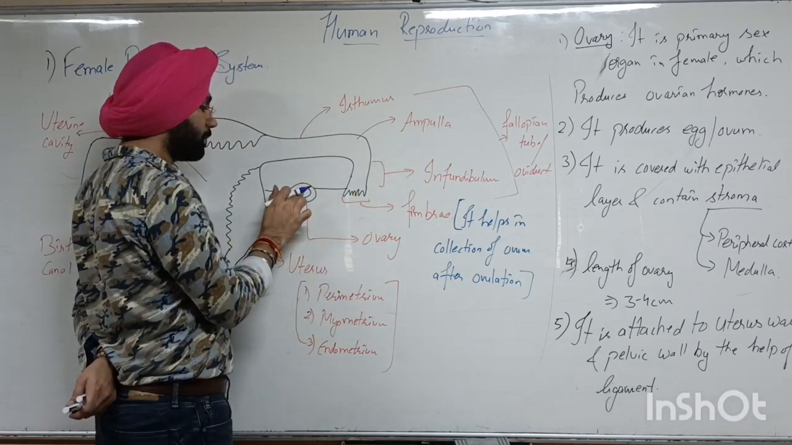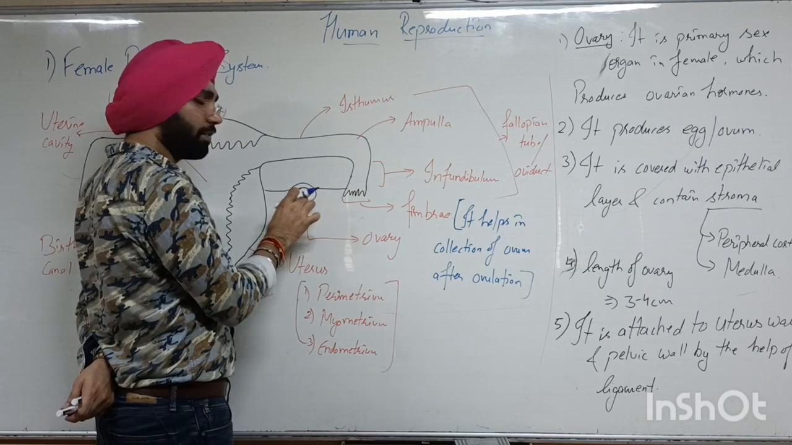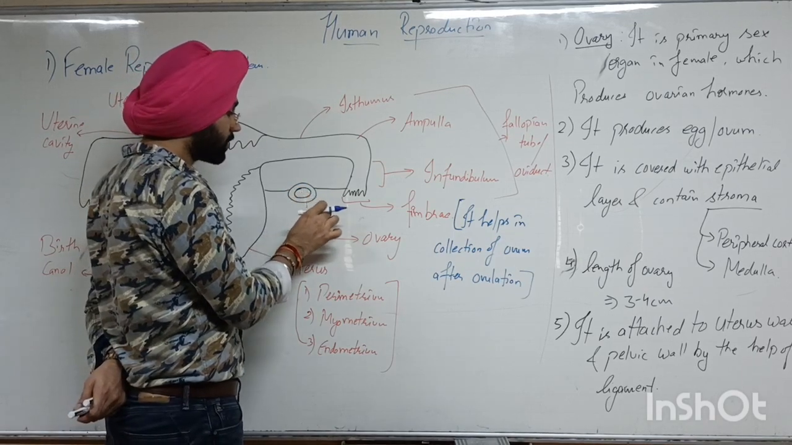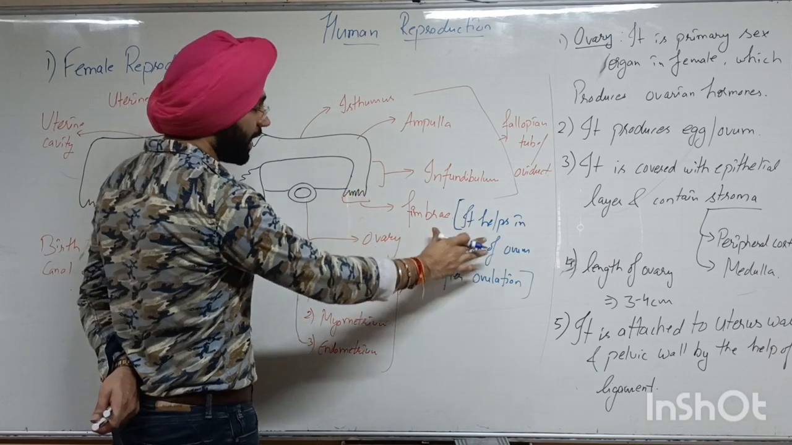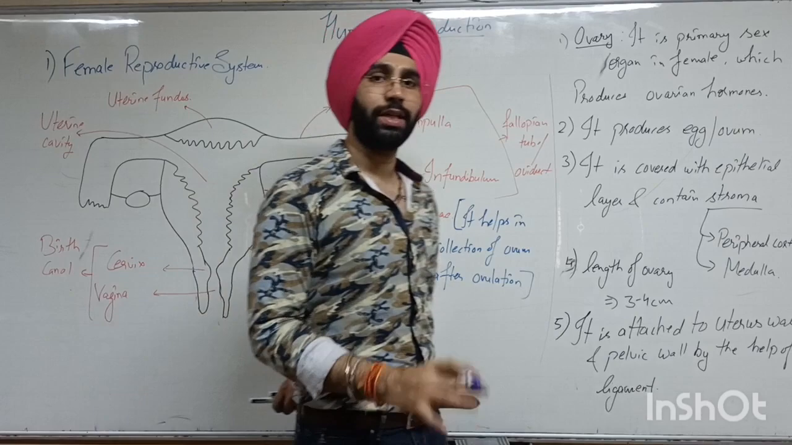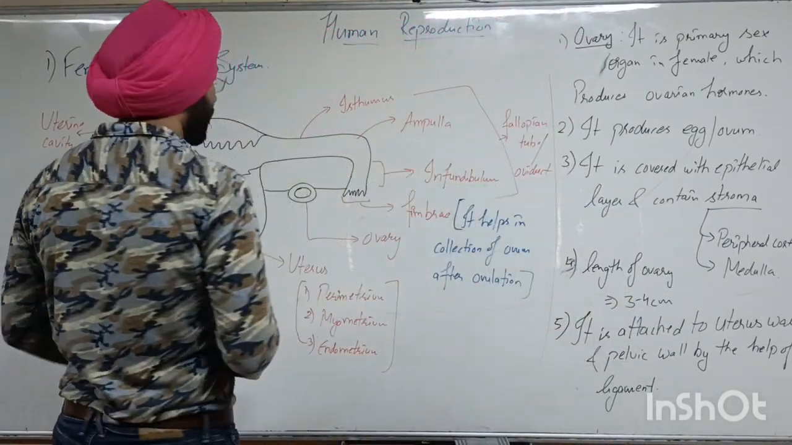The egg is produced inside the ovary. Inside the ovary, it gets ovulated. After ovulation, the ovum gets outside the ovary and is collected by the femur, the finger-like projection. So it helps in collection of ovum after ovulation. This is the only function mentioned in our NCERT.